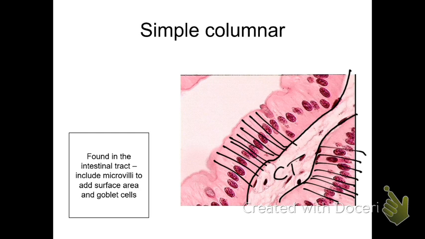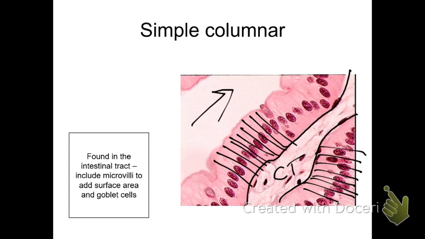What you're looking at is a folded over piece of the small intestine. Food would be traveling through here. This would be the lumen of the intestine. And the small intestine is lined by this simple columnar epithelium.